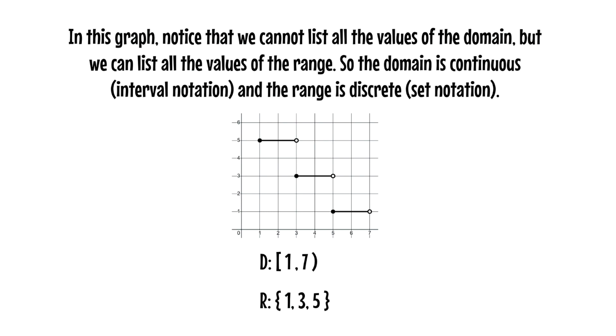Interval notation, we always write the lowest value on the left and the highest value on the right, separated by a comma. And then if the value is included, it gets a bracket, a square bracket. If the value is not included, it gets a parenthesis.